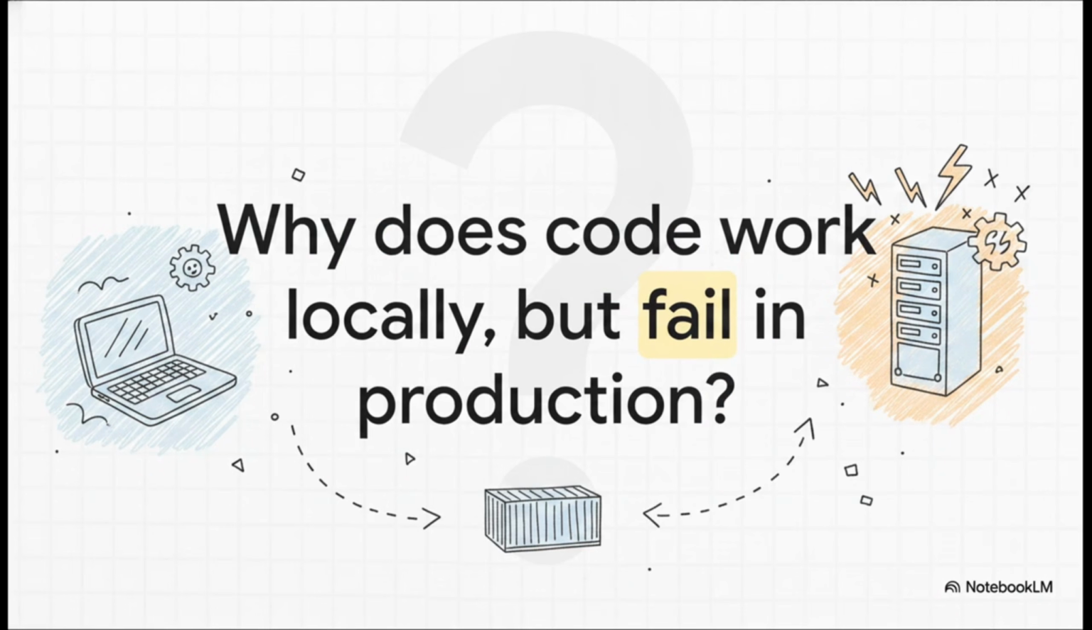But before we even look at the tech itself, we have to start with the core problem. It's honestly probably the oldest, most universal frustration in all of software engineering. Why does code work absolutely perfectly on a developer's laptop, but then completely fail the second it's deployed to production? The answer to that exact question is what drives this entire architectural evolution we're about to explore.